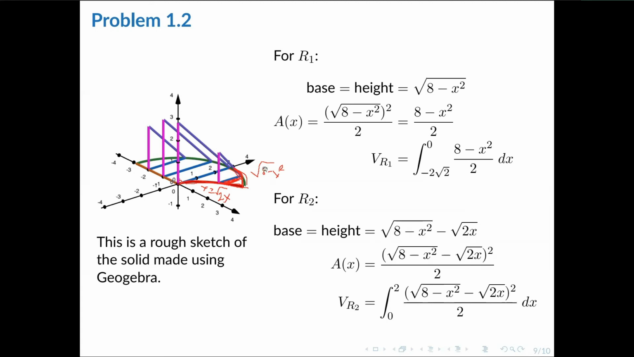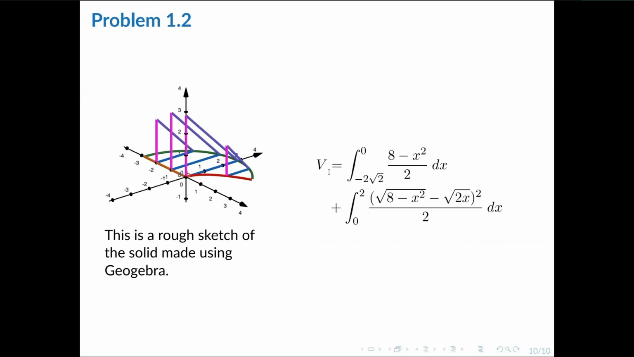So yung volume ng buong region is equal to the sum of the volume when R1 and R2 are revolved about the x-axis. So the volume, which is now equal to the integral of 8 minus x squared all over 2 dx from -2 square root of 2 to 0 plus the integral of the quantity square root of 8 minus x squared minus the square root of 2x, squared, all over 2 dx from 0 to 2. So that's it for this lecture.